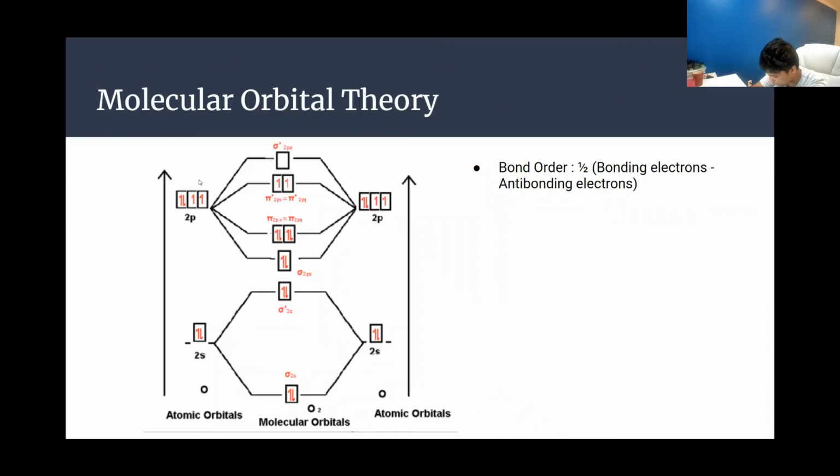Another thing not mentioned in the slide is diamagnetic and paramagnetic. Diamagnetic is essentially when all of the electrons are paired, there are no unpaired electrons. Paramagnetic is when there are unpaired electrons. Paramagnetic means that the oxygen molecules, or any molecule with unpaired electrons, can align to a magnetic field. So yeah, oxygen is paramagnetic, with unpaired electrons, as you can see over here.